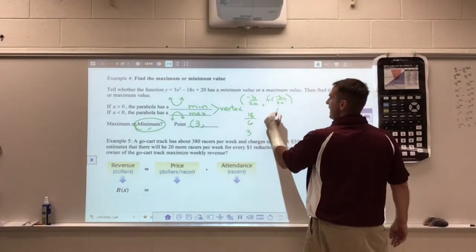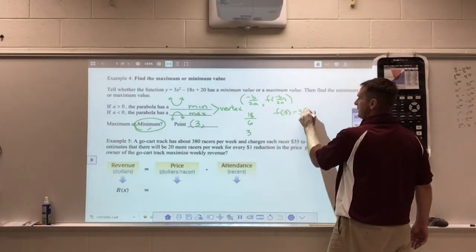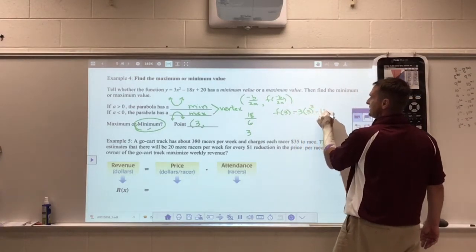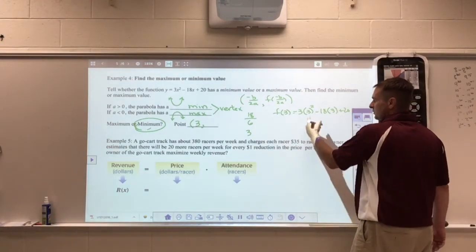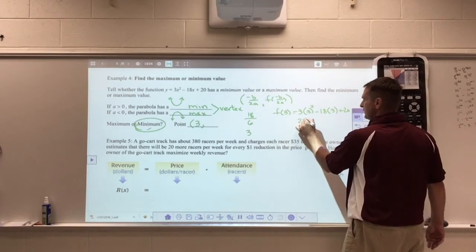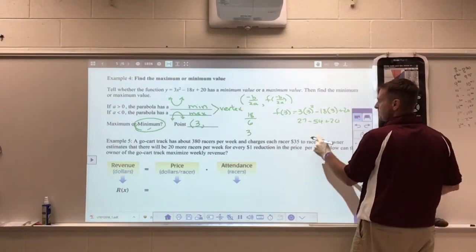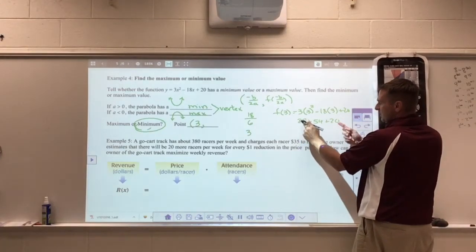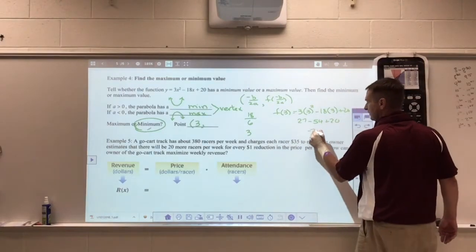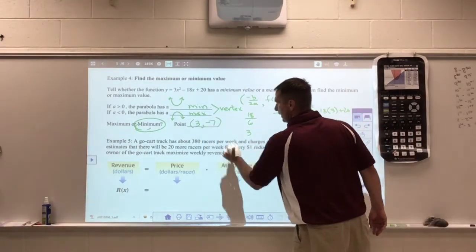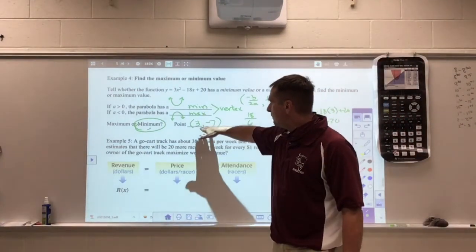So we're going to find f of 3. That's 3 times 3 squared minus 18 times 3 plus 20. So that's 9, 3 times 9 is 27, minus 54 plus 20. That's 47. 47 minus 54 is negative 7. And we found our minimum point.